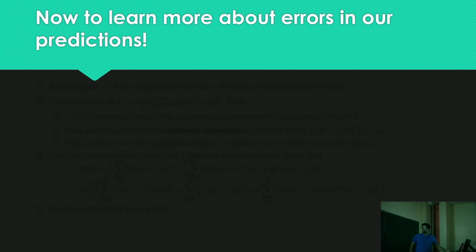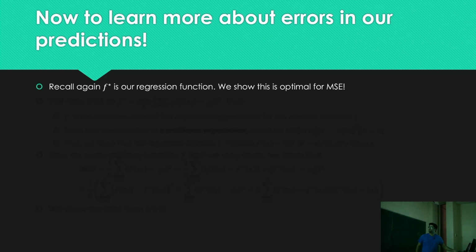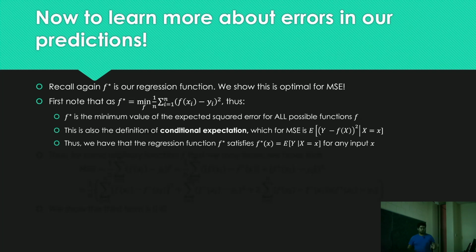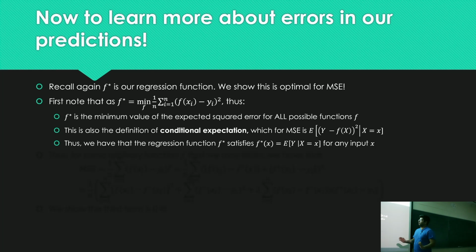Now to learn more about our errors and our predictions. Recall again that f star is our regression function. First of all, we'll show that it is the optimal MSE solution. This is where things get a little technical, so I'm okay if people have to ask questions. Remember, f star is the minimum of the expected squared error over all possible functions f. That was what we established by the min over f thing. This is also the notion of conditional expectation.